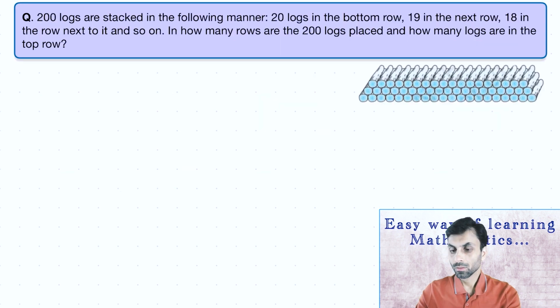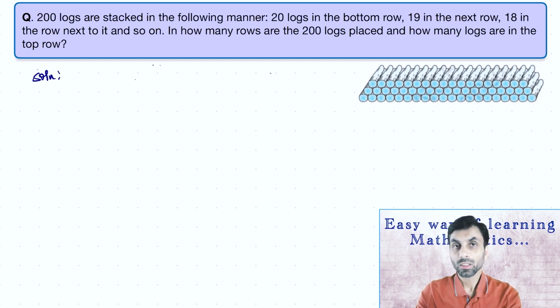which is 234. The next question is, 200 logs are stacked in the following manner: 20 logs in the bottom row, 19 in the next row, 18 in the row next to it, and so on. In how many rows are the 200 logs placed, and how many logs are there in the top row?